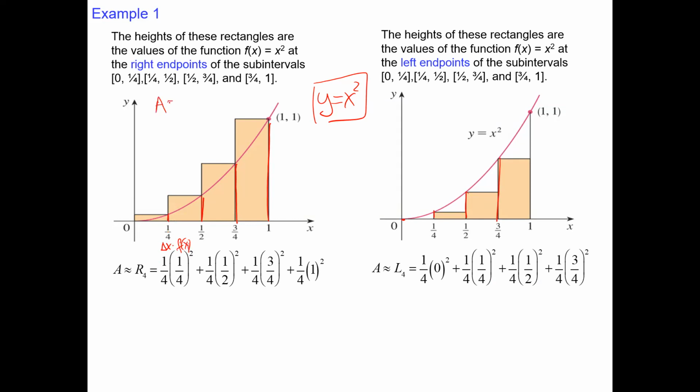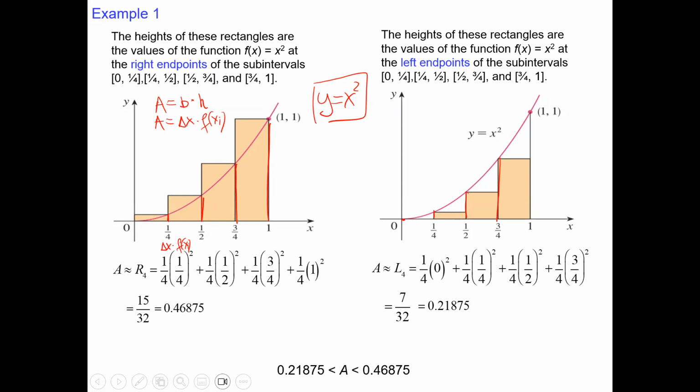And that means the area is just base times height of each rectangle. Base is delta x and height is the value of the function for the certain sample points. This one, this one, this one. This one is on the right-hand side, this one on the left. Okay, and when we do the math, it will be 0.47 and 0.22, and we know that definitely the area is between.